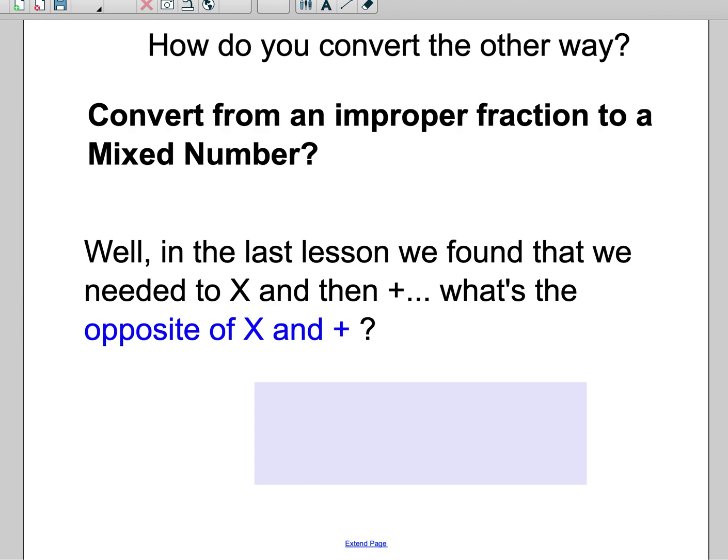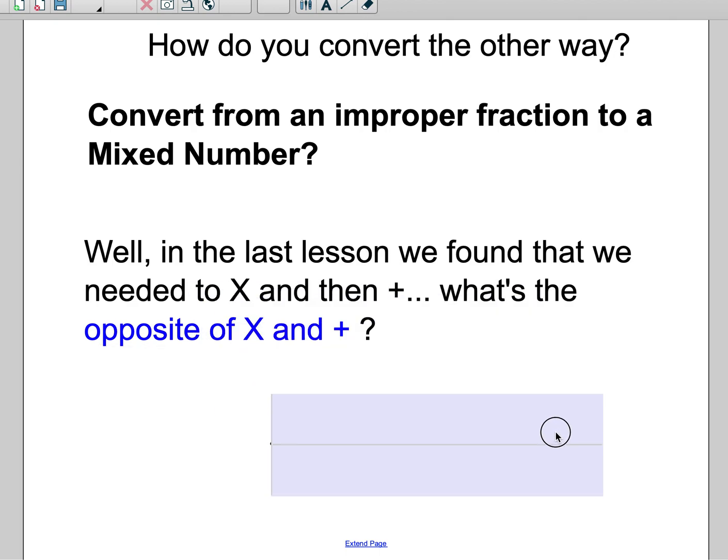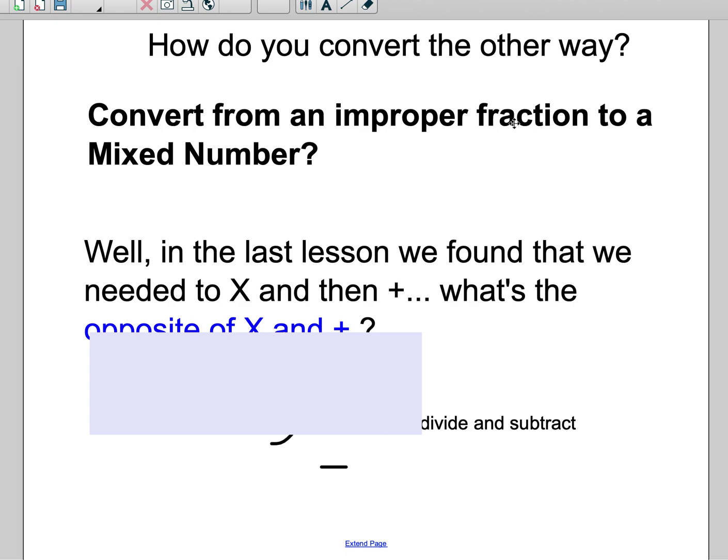Well, let's convert it the other way. Let's go from an improper fraction backwards and go back to a mixed number. So we just learned that you need to multiply and add. So what's the opposite of multiplying and adding? Well, yeah, it's divide and subtract. So now we're going to actually divide and subtract to get us from improper fractions to mixed numbers.